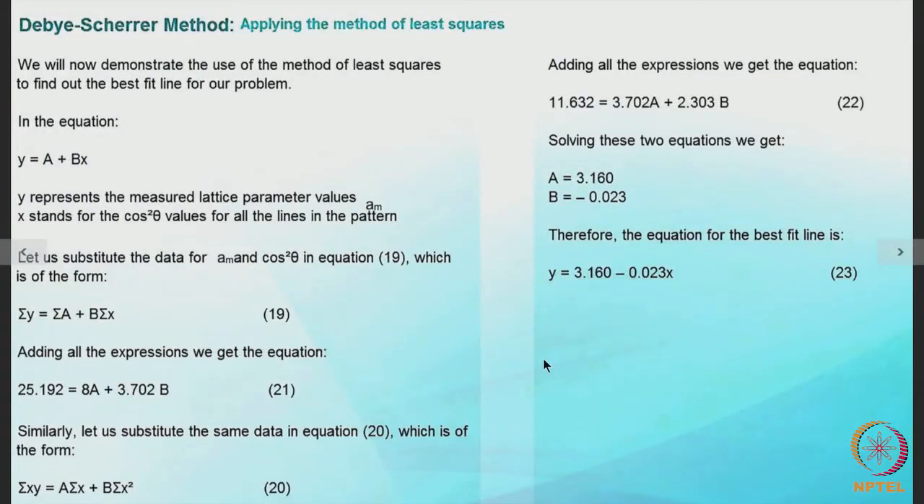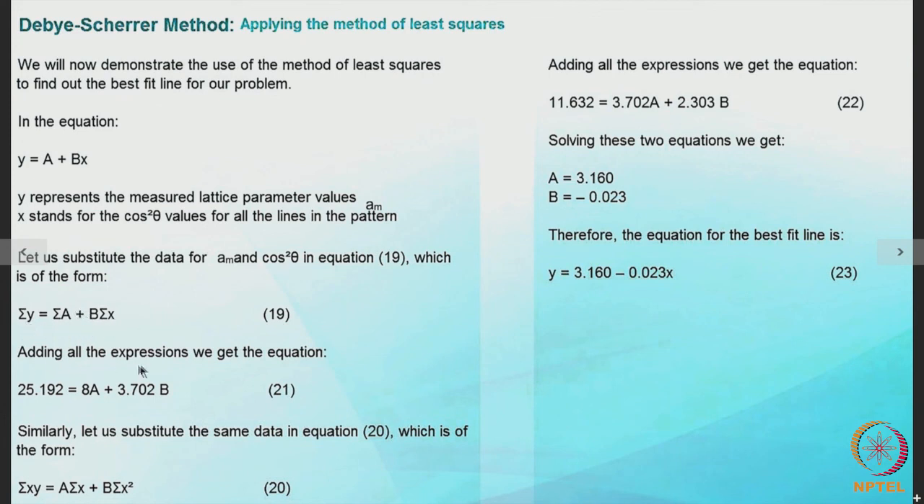We will now demonstrate the use of the method of least squares to find out the best fit line for our problem. Now, in the equation 19, y is equal to a plus bx, y represents the measured lattice parameter values a m, x stands for cosine square theta values for all the lines in the pattern. Let us substitute the values of the data for a m and cosine square theta in this particular equation.